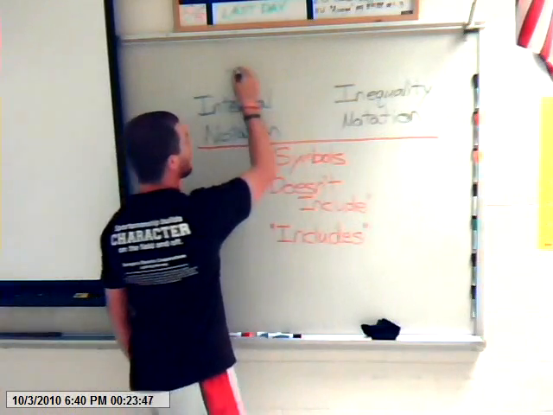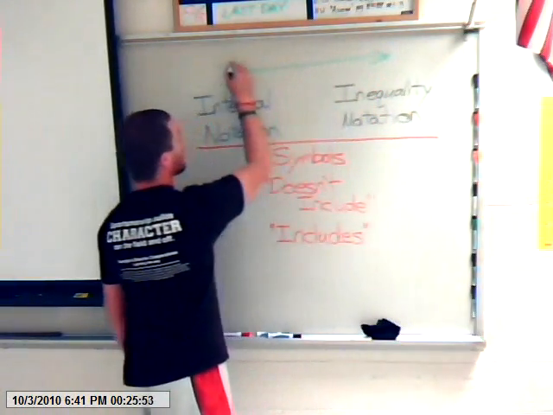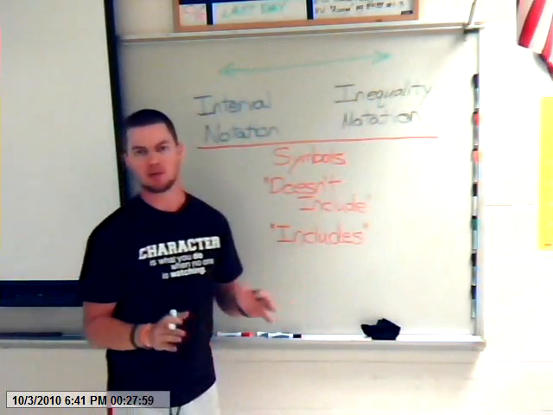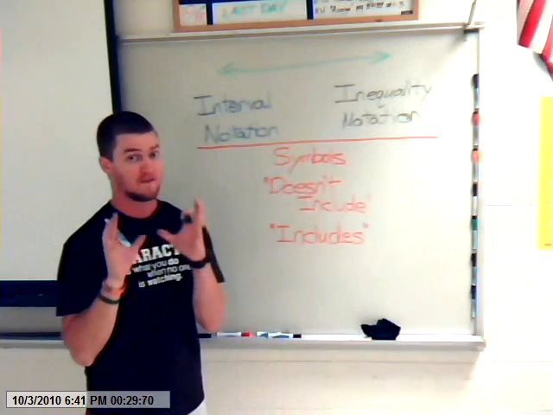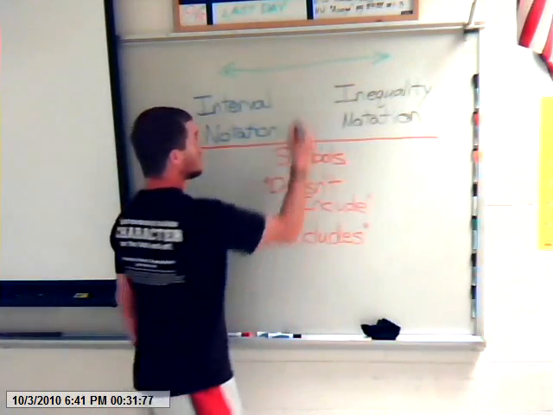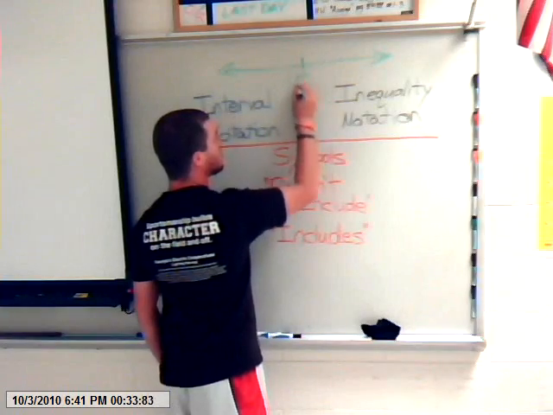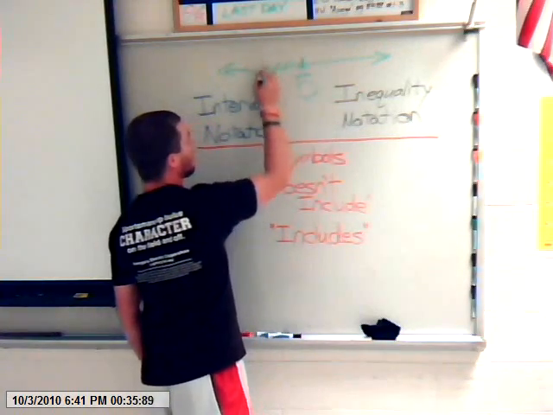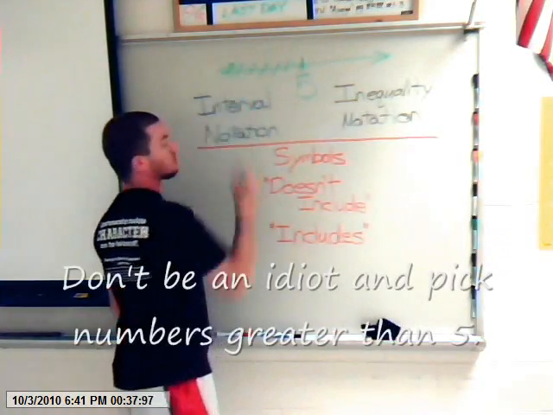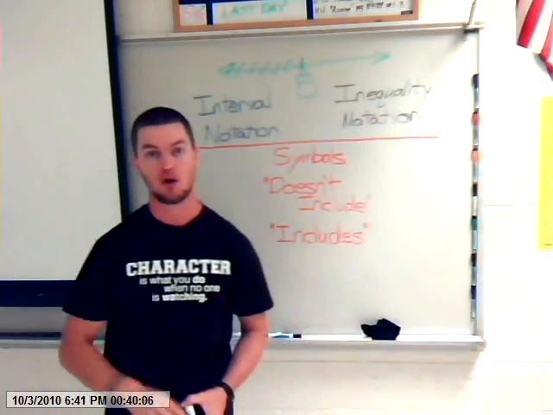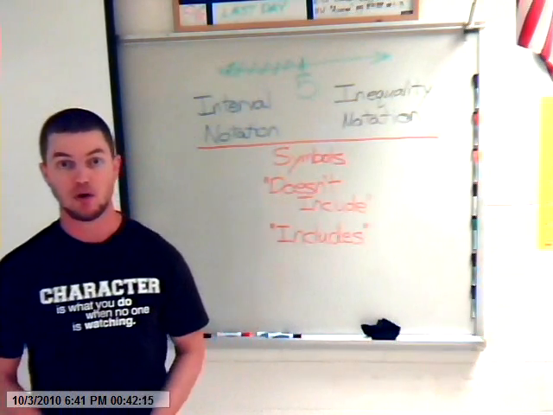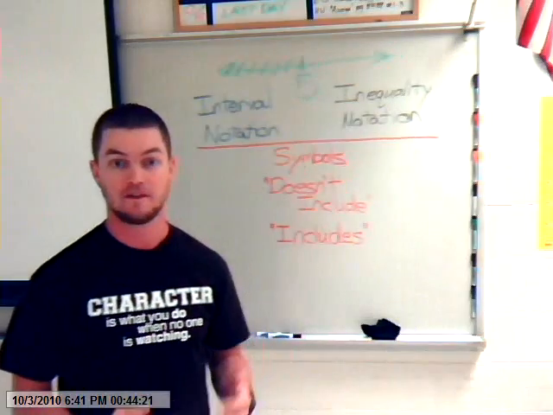Let's say that you've got a number line, okay? And we're talking about all numbers on this number line, but you want to talk about a specific group of numbers. So let's say we're talking about all numbers that are less than the number 5. Okay, 4, 3, 2, 1, 0, every negative number ever. All numbers less than 5.